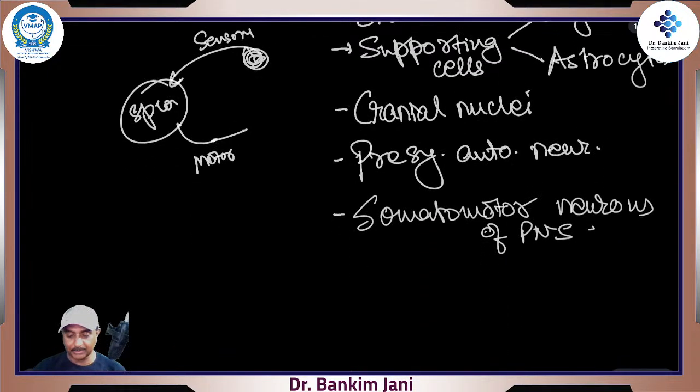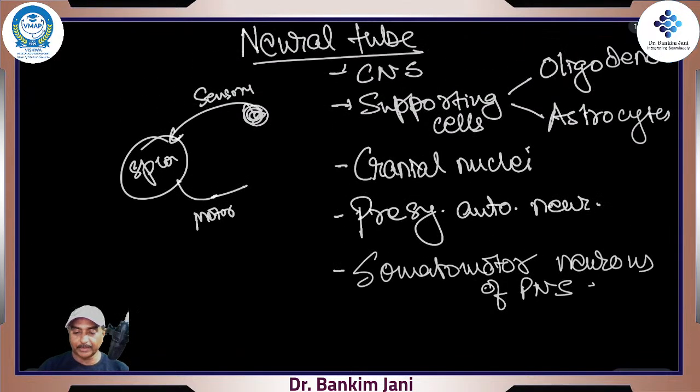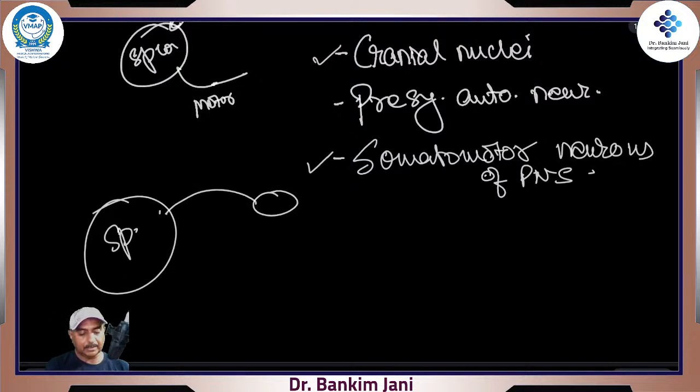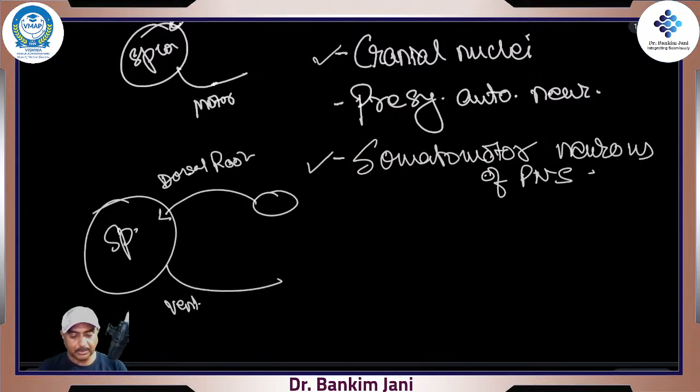So we have added two things into this. One, the cranial nuclei, supporting cells, and the somatomotor neurons of the PNS. Because it is not only that the spinal cord is to be formed, but even the complete structure. In the spinal cord, there is the dorsal root ganglia, which goes for the dorsal root, and then there is the ventral root. The dorsal and ventral roots combine to form what is called the spinal nerve.